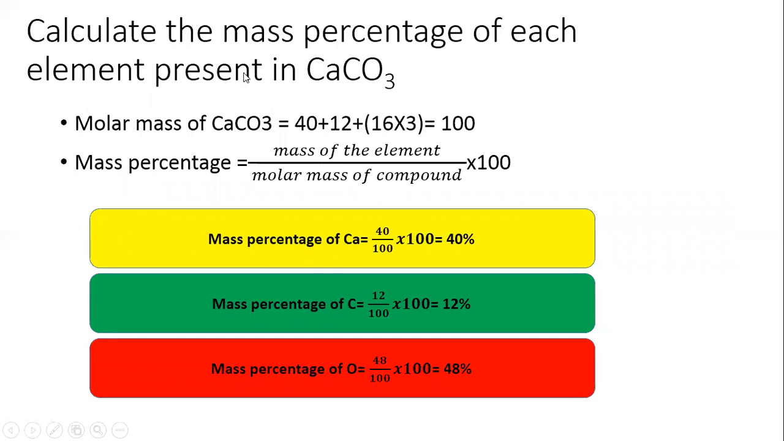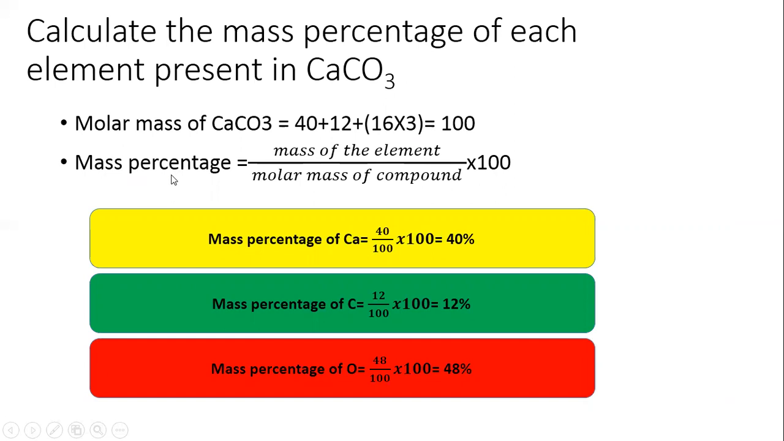Calculate the mass percentage of each element present in calcium carbonate. Molar mass of calcium carbonate equals the sum of the atomic masses of each element. Atomic mass of calcium is 40, atomic mass of carbon is 12, atomic mass of oxygen is 16, number of atoms is 3, 16 into 3. Therefore, total molar mass of calcium carbonate is 100.